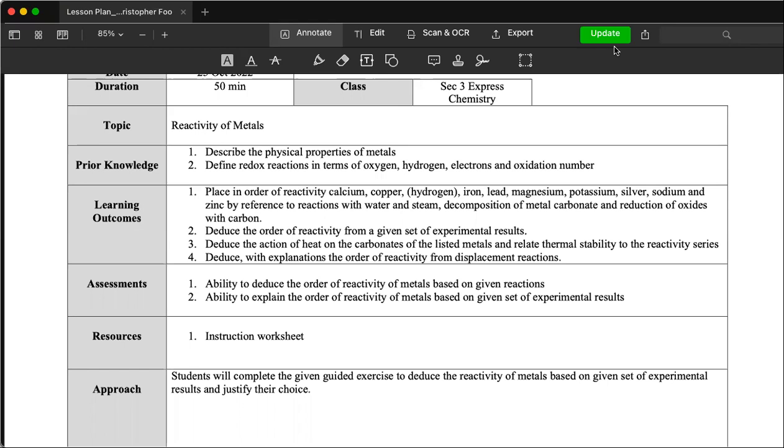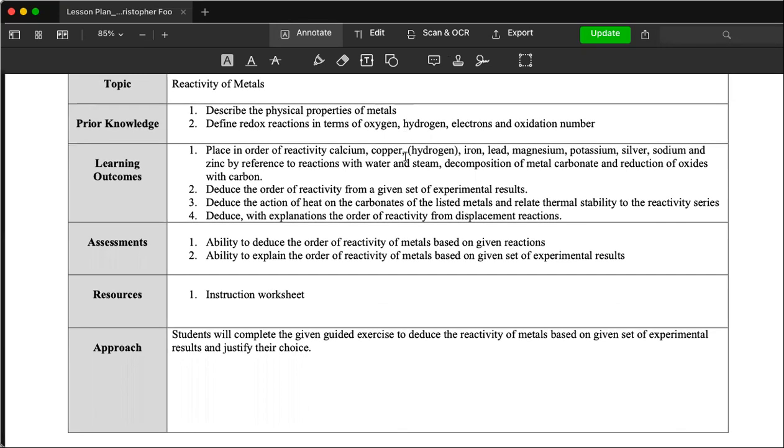So in this learning package, I will share how we can use ICT such as Google Docs and an online animation app to facilitate the understanding of these learning outcomes as listed. Before this lesson, students are expected to have prior knowledge to describe the physical properties of metals, and define redox reactions in terms of oxygen, hydrogen, electrons, and oxidation number. So these are the prior knowledge that students have learned before this lesson.